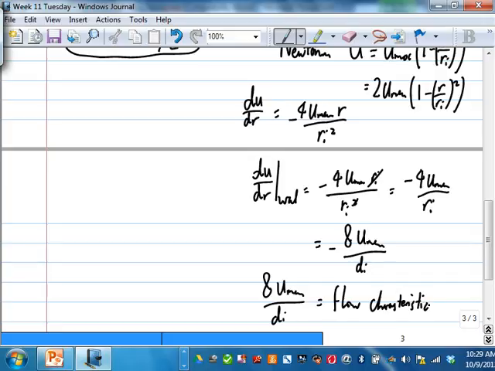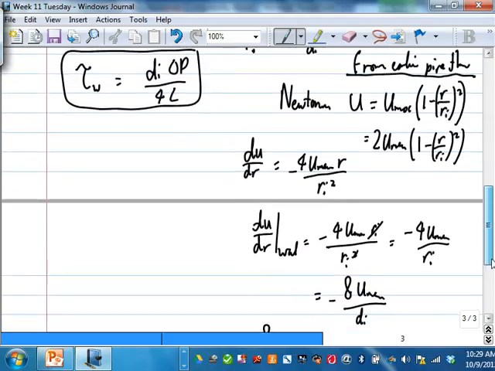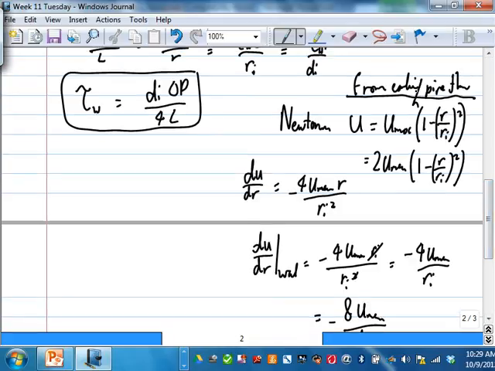Later we'll work out what the velocity gradient at the wall is for non-Newtonian flow, for the general fluid. But for a Newtonian fluid, we know the velocity gradient for laminar flow at the wall is this one.